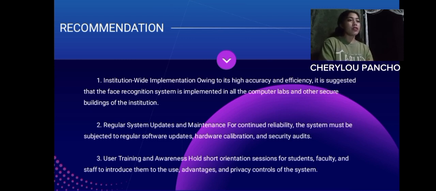Number 2, regular system updates and maintenance for continued reliability. The system must be subject to regular software updates, hardware calibration, and security audits. Number 3, user training and awareness. Hold short orientation sessions for students, faculty, and staff to introduce them to the advantages and privacy controls of the system.